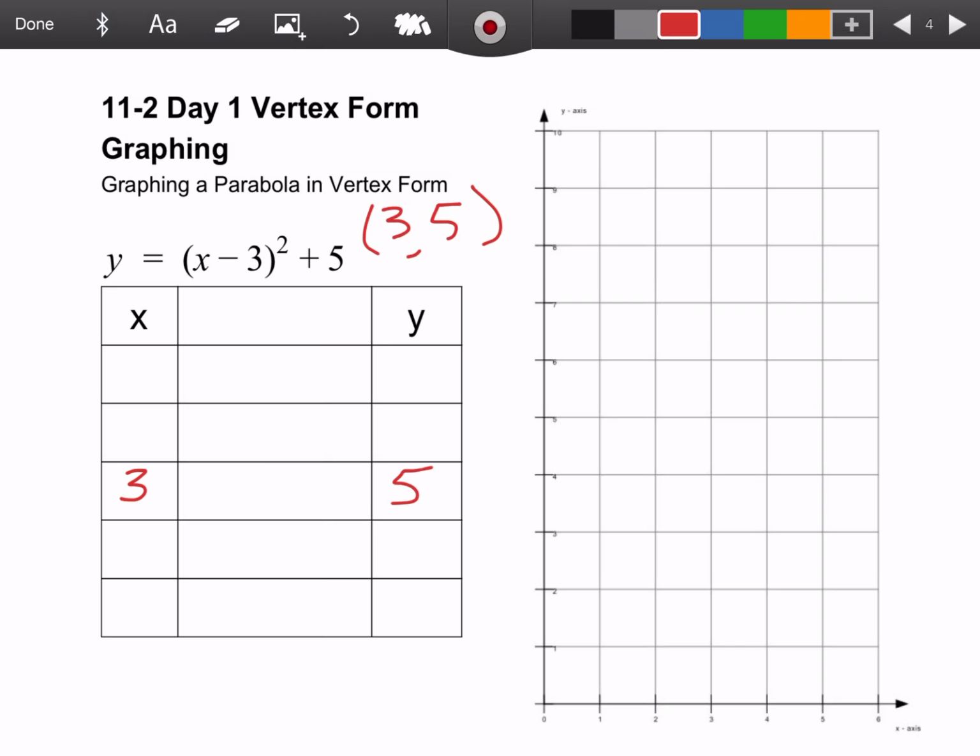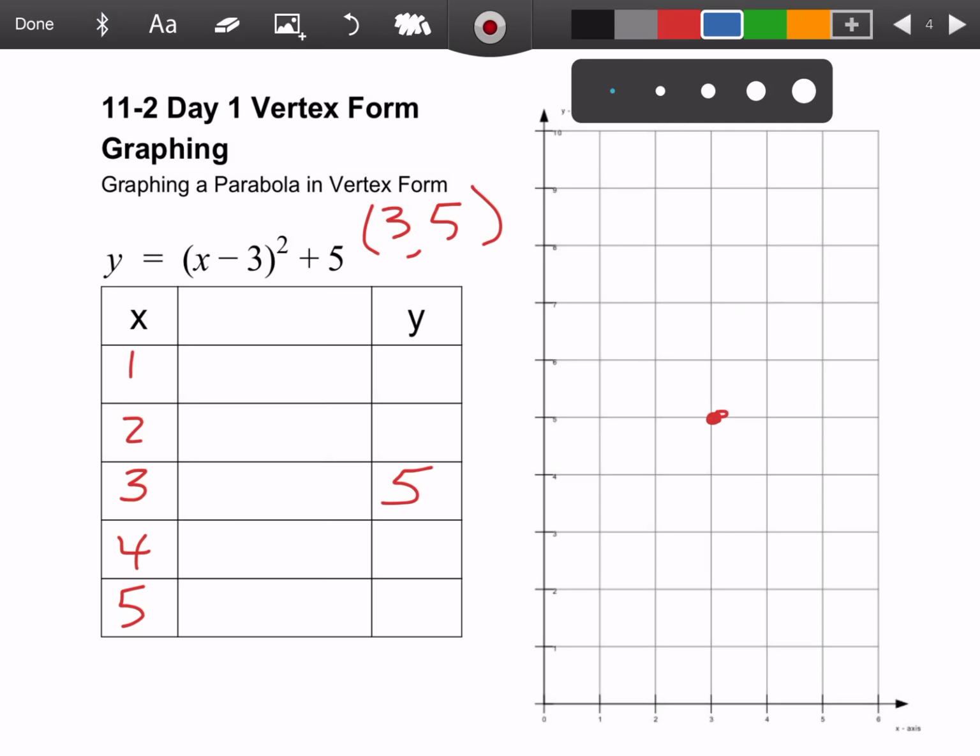So 3 and 5 go here. 3 and 5 goes right there. That would be our vertex. And then we have to go 2 before and 2 after, so this would be 1, 2, 3, 4, and 5. Now, once again, you don't have to plug in this one, because this is where our vertex is. We already know what y is, so we don't have to plug it in.